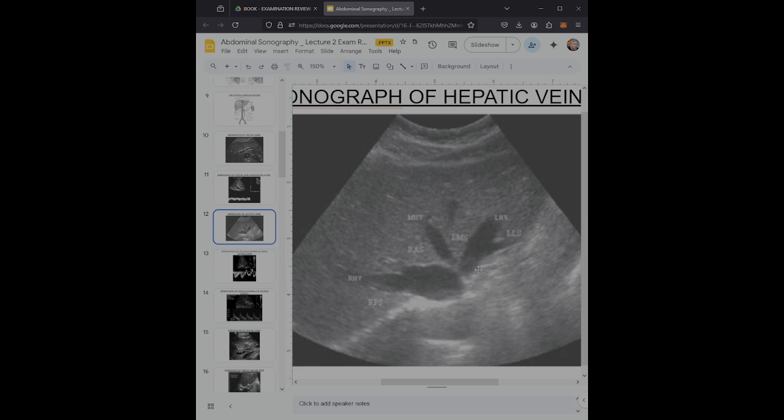So our left hepatic vein can be used to separate the left lateral segment of the liver from the left medial segment of the liver. Our right hepatic vein can be used to separate the right anterior segment from the right posterior segment of the liver.